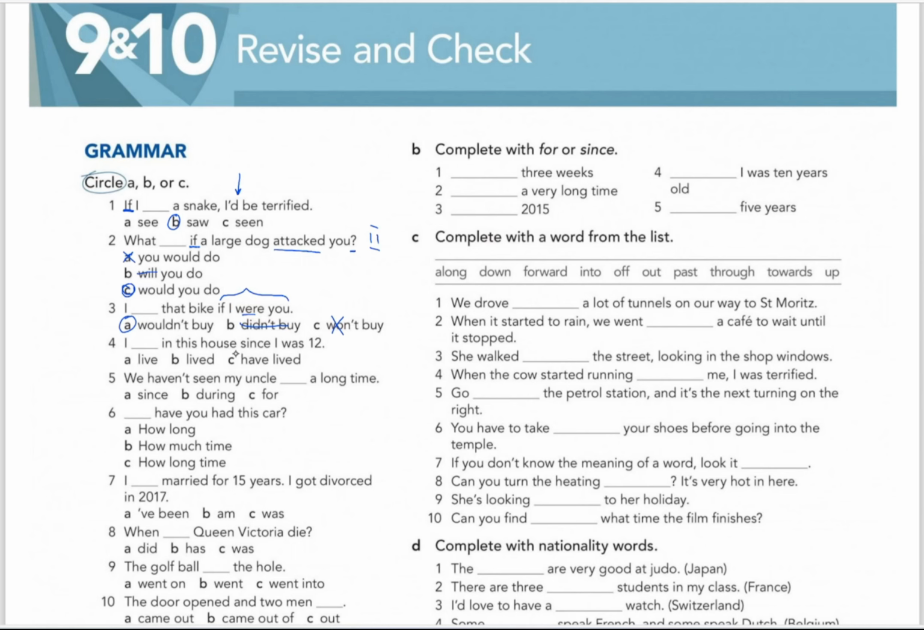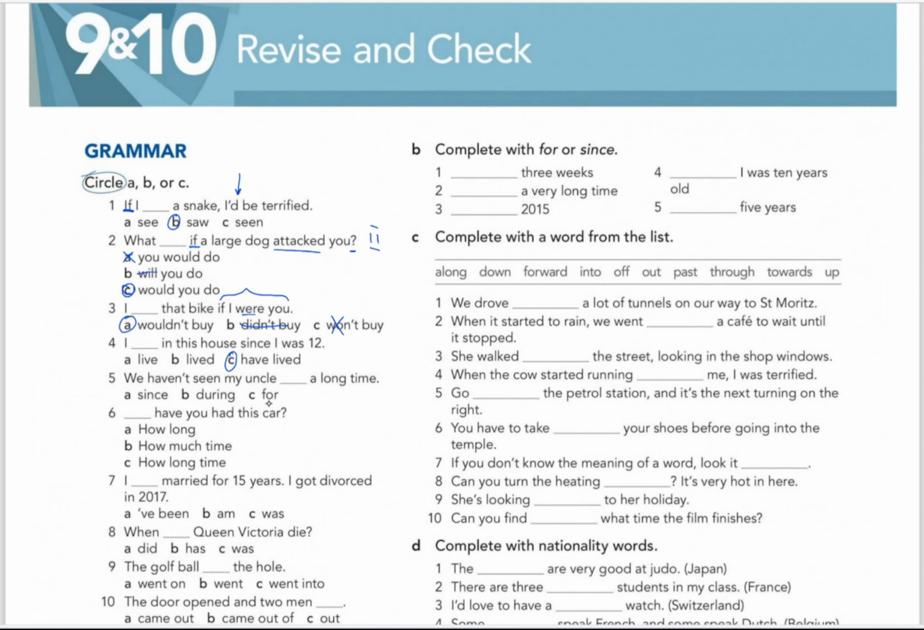Number 4, in this house since I was 12. Since I was 12, it means from the age of 12 until now. So it has got a connection until now. And that is still continuing. In this case, we use present perfect. And present perfect is C, have lived. I have lived in this house. It means I still live. I started living 12 years ago and I still live.